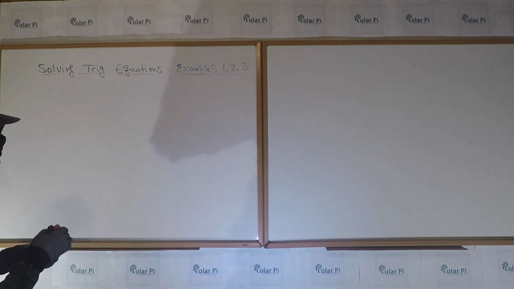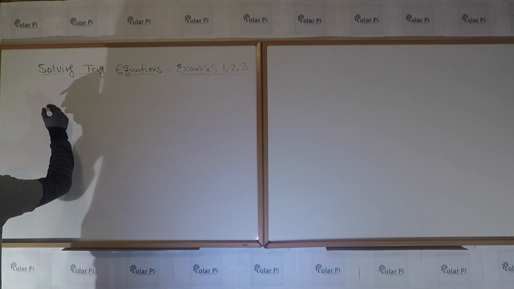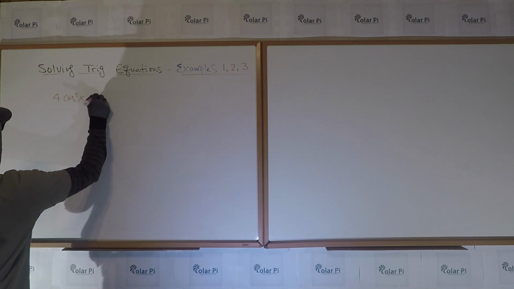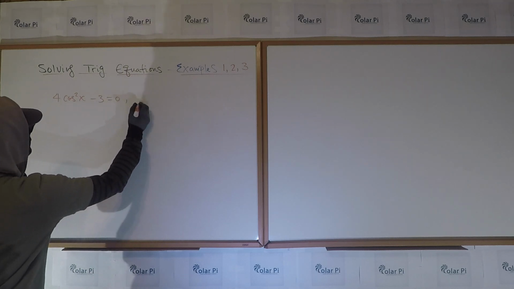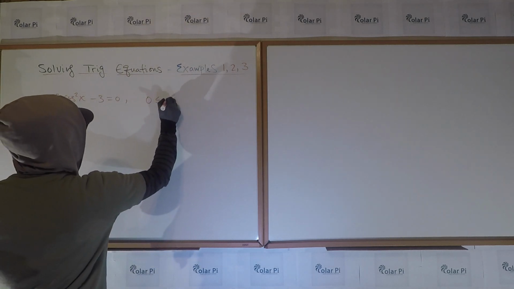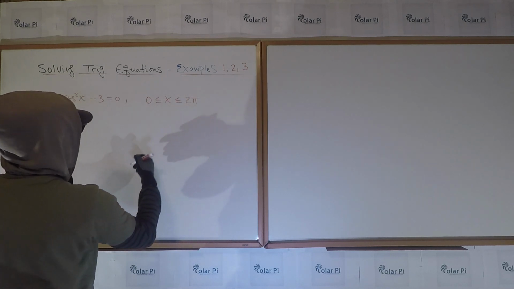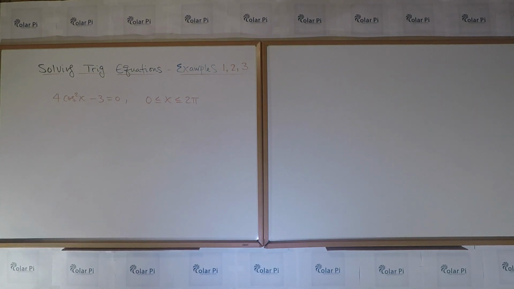And the first example will be this, which is 4 cosine squared x minus 3 equals 0, on the interval 0 to 2 pi. Since our restriction is given in radians, our answer should also be in radians.